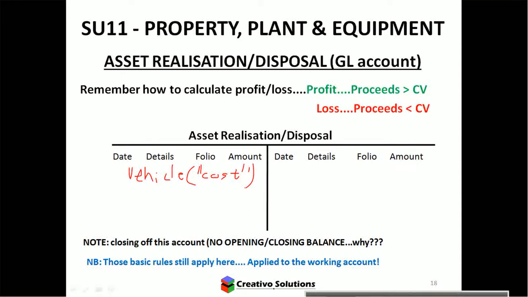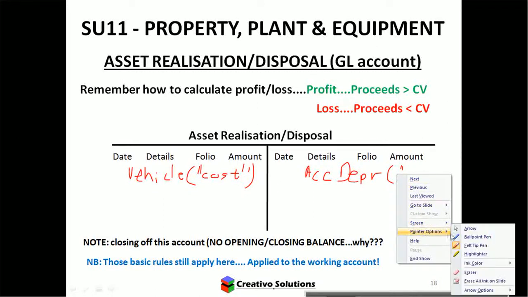Okay, if I'm selling the vehicle, will the vehicle have accumulated depreciation? Yes. What balance does accumulated depreciation have? Negative. A negative balance, which is on which side? Credit side, exactly. So then I'm going to have accumulated depreciation here. And this will be for the year. Okay, the asset that I'm going to be selling.